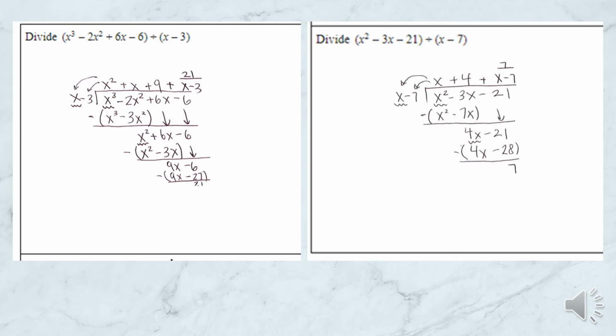In the far right example, again, we follow the same steps. So see if you can put those together before we progress into the next example.